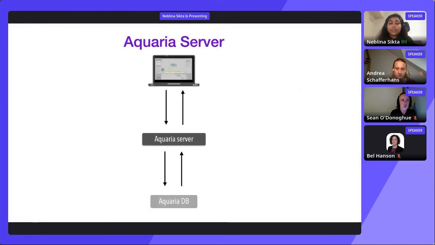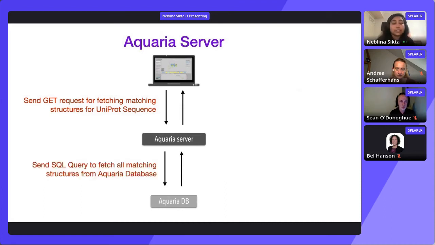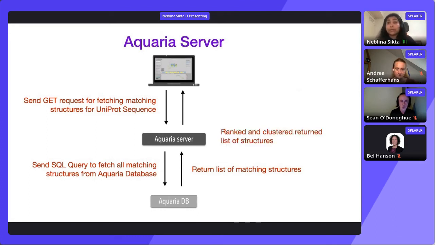This is a flowchart that shows what's happening behind the scenes. When a user looks up a UniProt session in Aquaria, the client sends a GET request to the Node Aquaria server to find all the matching structures for the sequence. The Aquaria server then sends a query to fetch all the matching structures from the Aquaria database, from the PSSH2 and the PDB table. The Aquaria database returns a list of the matching structures, which is then processed in the Aquaria server. This is where the list of the PDB structures is ranked and clustered, and it is then returned to the client where it is visually rendered.